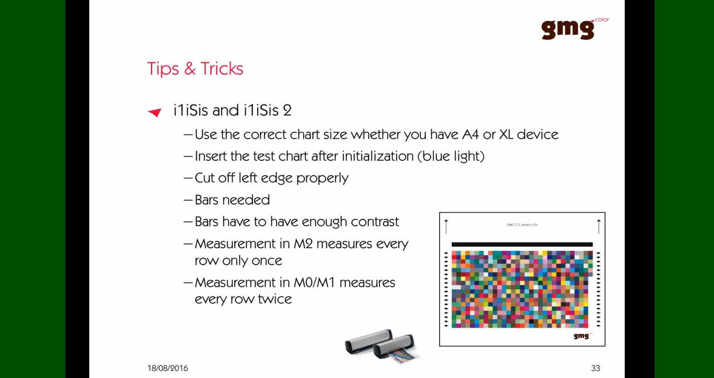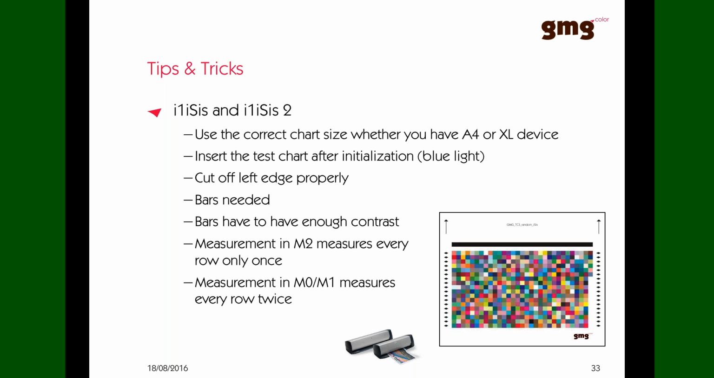Now some tips and tricks for the i1 iSis and i1 iSis 2. These devices come in two sizes, the A4 and the XL size. So you should use the correct measurement chart size depending on which device you're using.